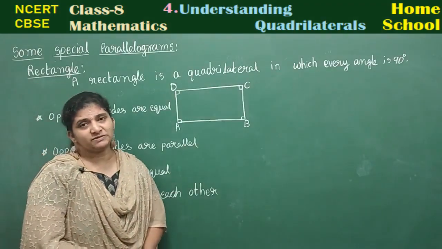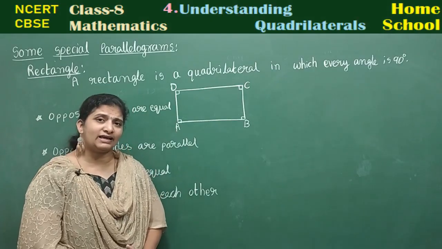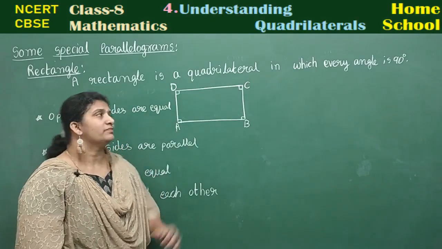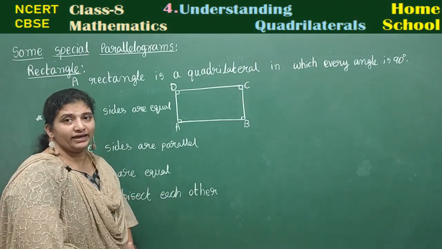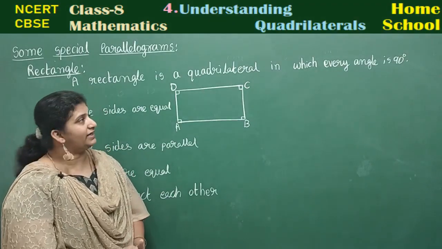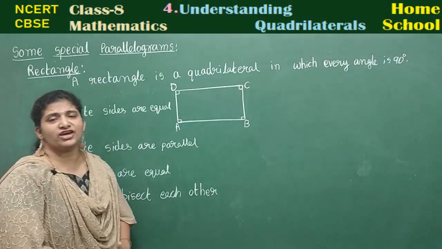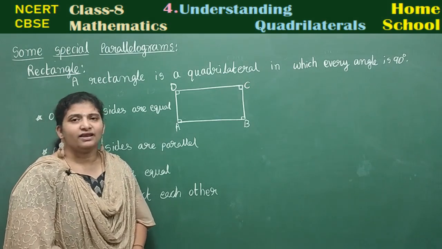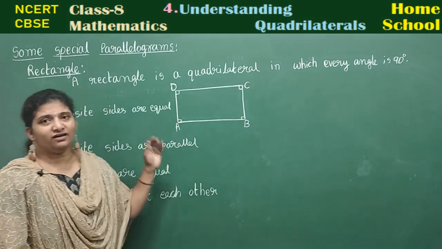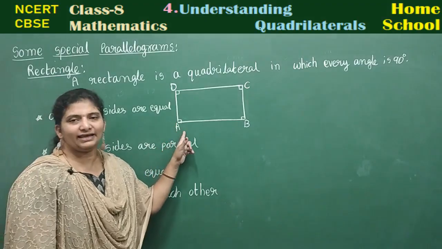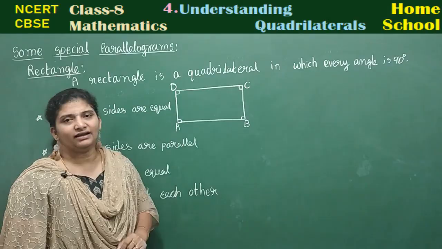Next, one more special parallelogram we are going to deal with: the rectangle. Rectangle is well known to us, right? A rectangle is a quadrilateral where every angle is 90 degrees. 90 degrees means it is a right angle. All the angles are right angles. Look here, angle A 90, angle B 90, angle C 90, angle D 90.